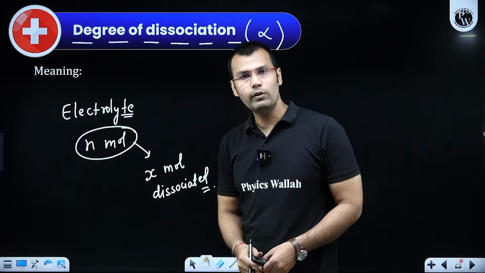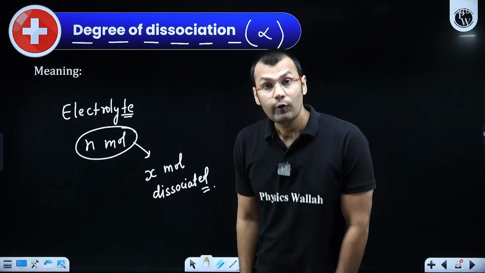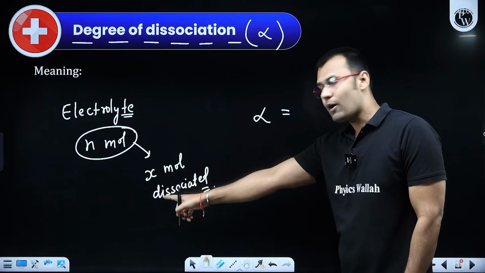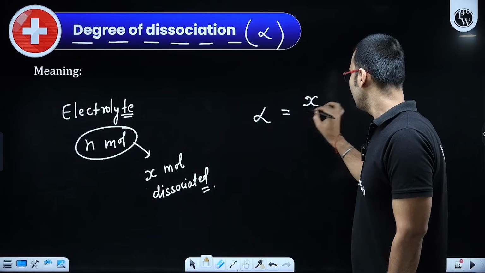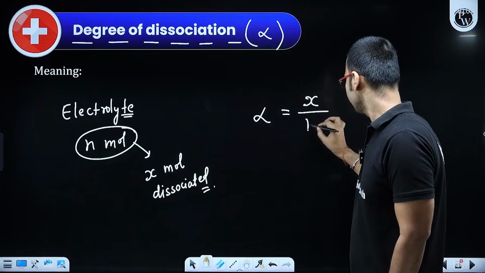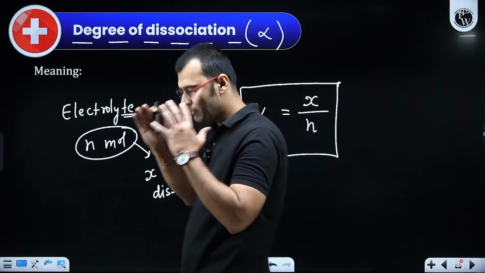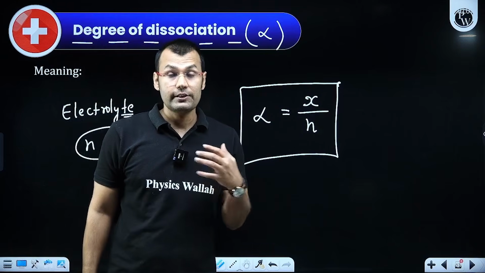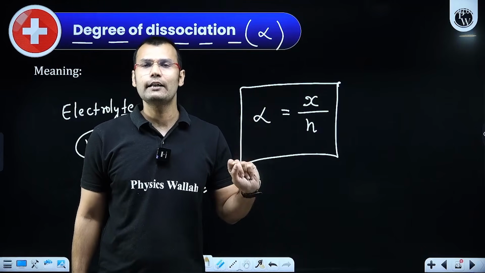Out of total n moles, suppose x moles of the electrolyte are getting dissociated. So here we define degree of dissociation, alpha, as the amount which gets dissociated, here in this example x mole, divided by the total amount of electrolyte that we have taken, that means n. And that is the concept of degree of dissociation. Please remember that, because we have to use degree of dissociation in this chapter so many times. So you need to be very much clear regarding the degree of dissociation.